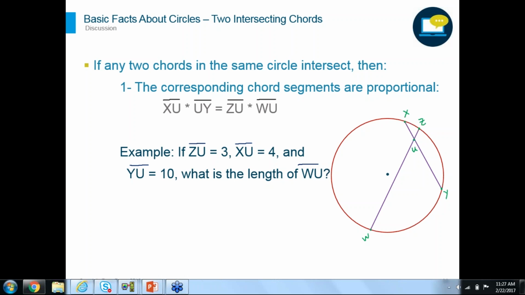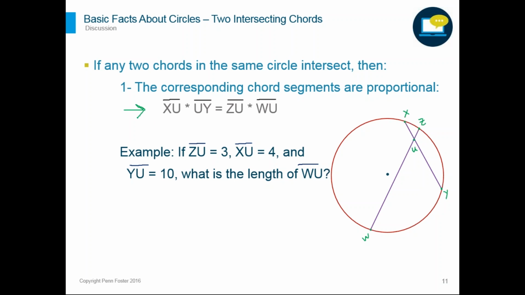One, the corresponding chord segments are proportional, meaning what? Chord segments are XU, for example, YU, ZU, and WU. We call them chord segments. They are proportional, and this formula gives the proportion of those segments. So whenever you have two chords intersect in the same circle and you are given the length of 3 chord segments, you can use that formula to find the fourth, like in the following question.